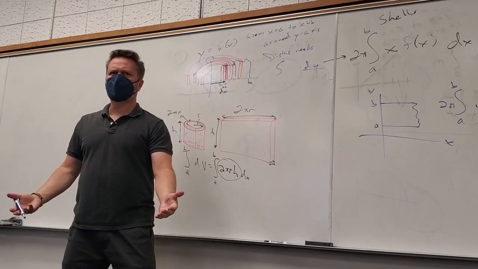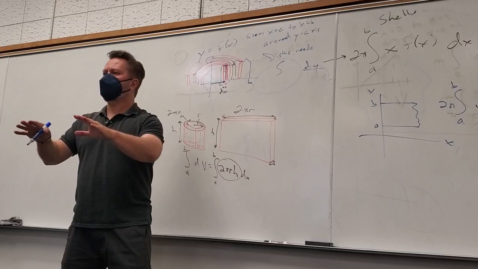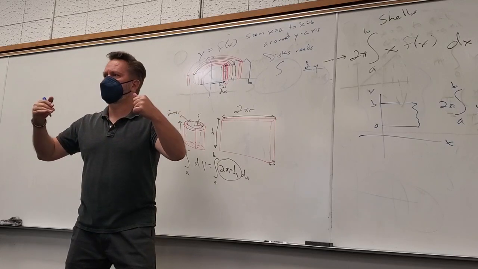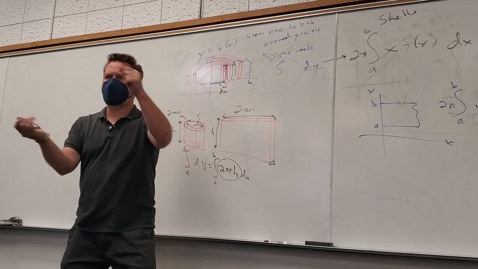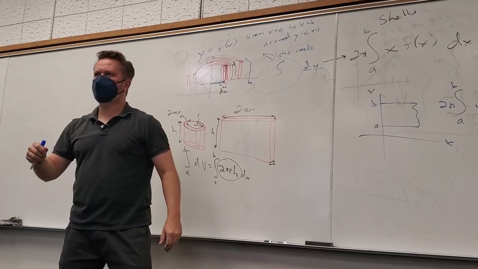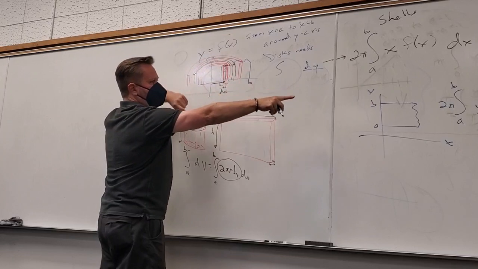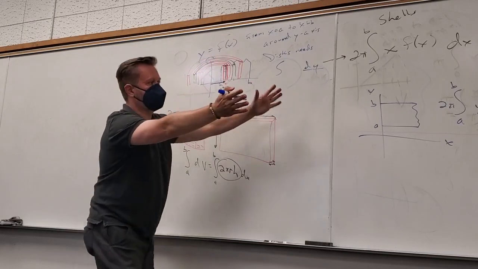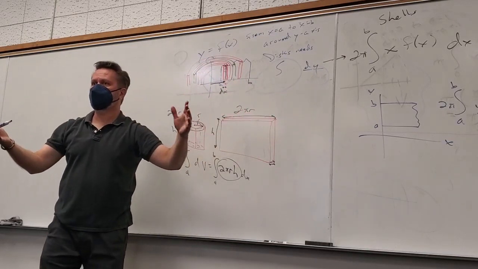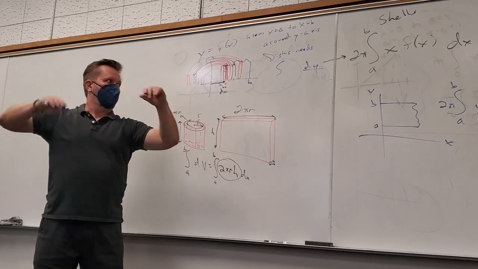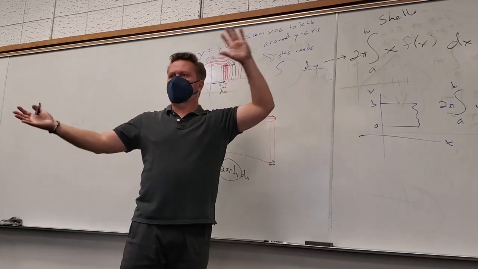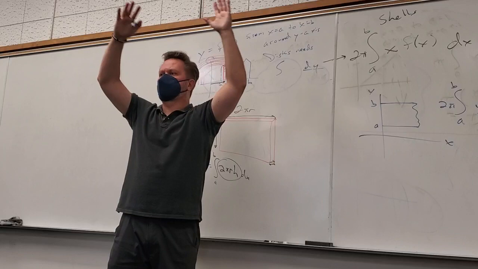I really want you to understand, on one level, x and y are dummy variables. It doesn't matter. I can make one the other one easily, just rotate the whole thing. So I did everything here in terms of x. Well, if I just rotate it, then everything's in terms of y. So shells could be dx or dy, just like disks, depending on what it's a function of.